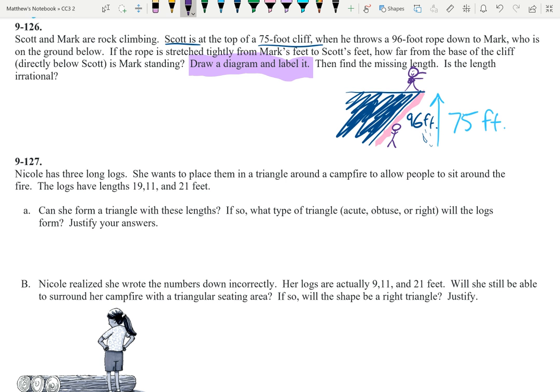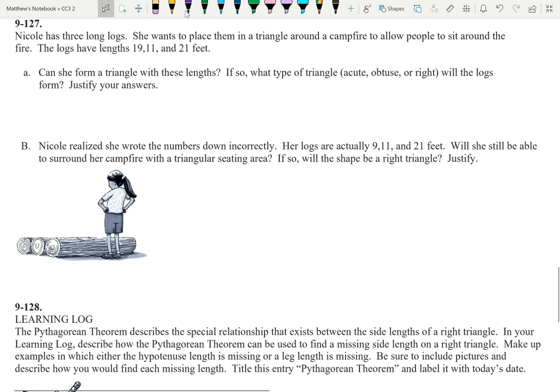And so here, how can we create more of a diagram using the 75-foot side and this 96-foot side of the cliff to figure out what the missing length would be? All right, so what is our missing length in problem 9-126? Again, we're using Pythagorean theorem for these problems. Next, we're looking at 9-127.